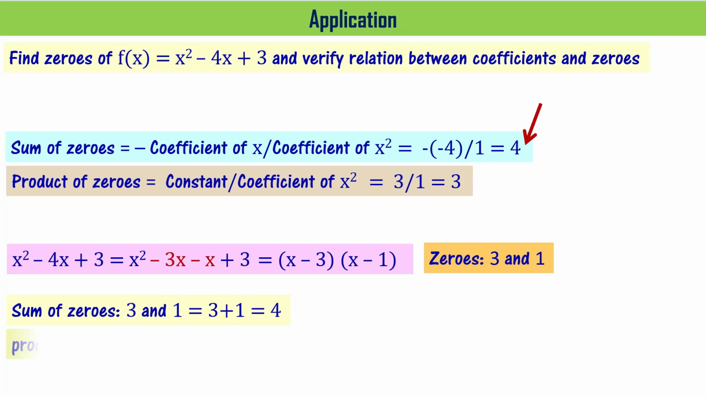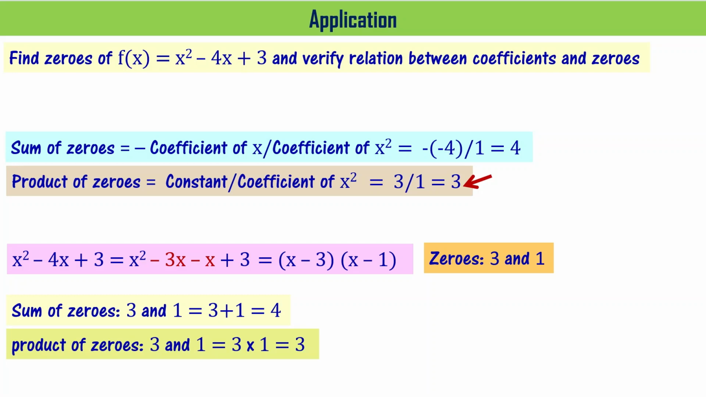Similarly, let's do the product of zeros. Zeros are 3 and 1, their product is 3, and it is exactly matching with the result obtained from the formula, right? So now we can say that the relation between coefficients and zeros for the quadratic polynomial, whatever we have just written, those are verified, right?